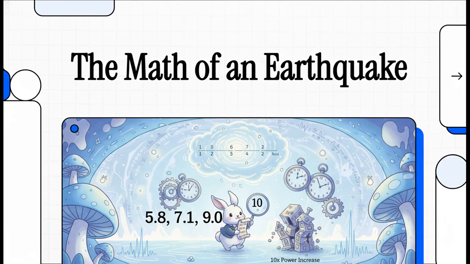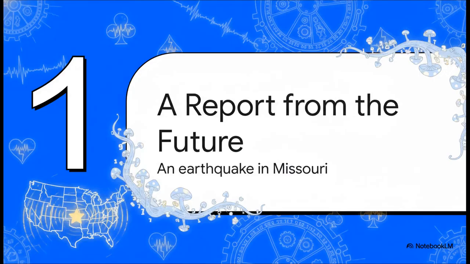Whenever there's an earthquake in the news, they always throw a number at you, right? A magnitude 5.8, a 7.1, a 9.0. And it's so easy to just hear those numbers and not really feel the incredible, almost mind-boggling power they represent. So today, we're going to crack the code. We're going to dive into the math behind the magnitude and show you the colossal story that's hiding inside those little numbers.